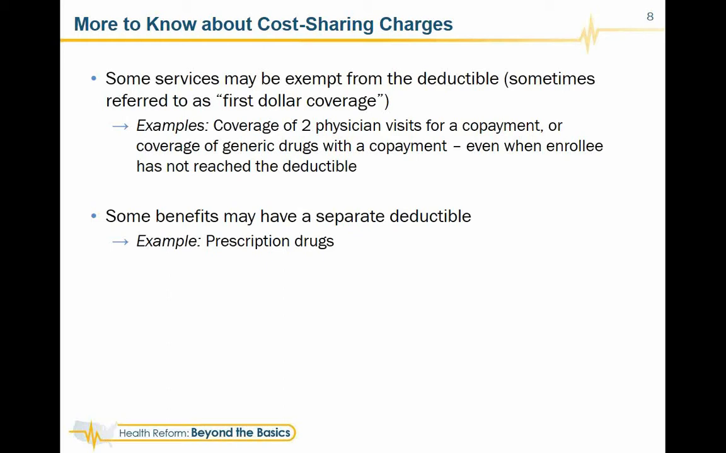Another thing to be aware of is that some benefits may have a separate deductible amount. So there may be an overall plan deductible, let's say it's $2,000 for most services. But then prescription drugs, which is a relatively common need for people, may have a separate deductible, say $500. That's less. So it's intended to give people easier access to prescription drugs in that example during the year.